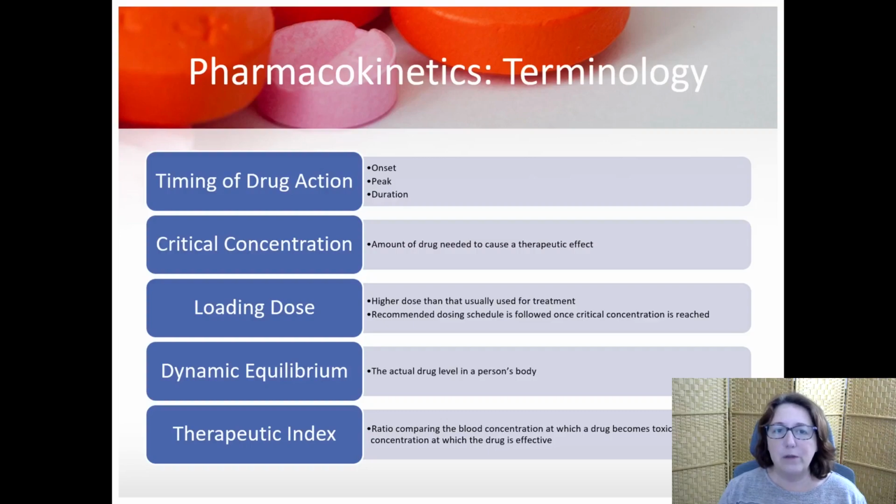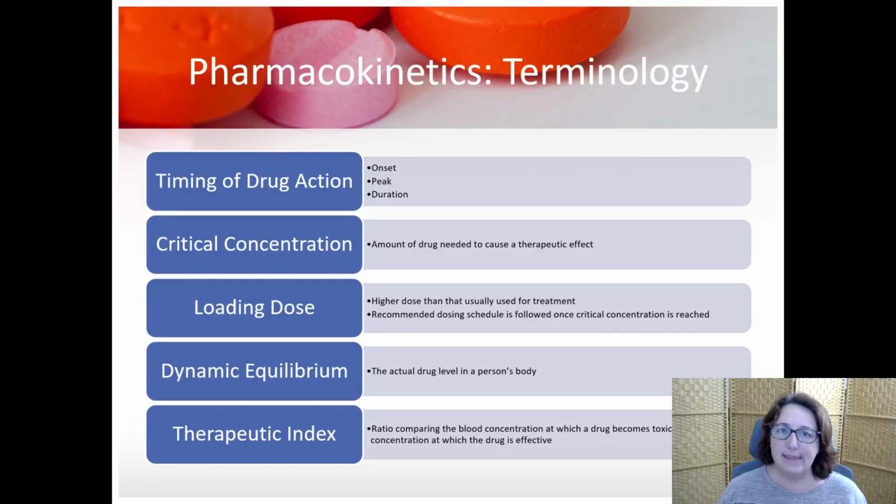So first, we're going to go through some terminology. First is the timing of the drug. We have the onset, when the drug starts to work; the peak, when the drug reaches its most effective point; and duration, how long the drug lasts for, how long it continues to work in the body.